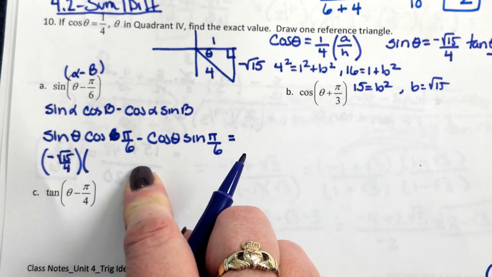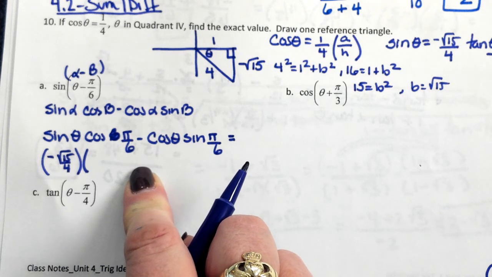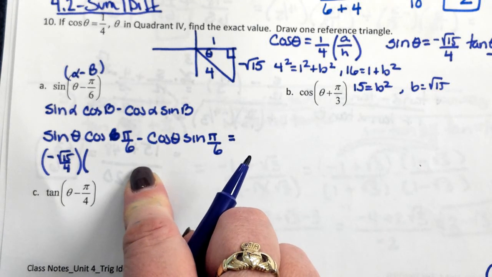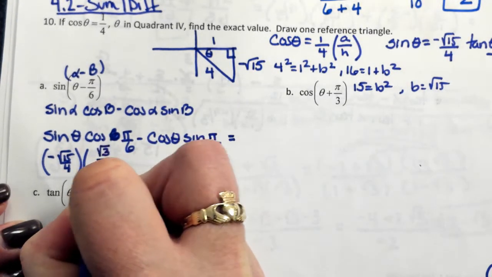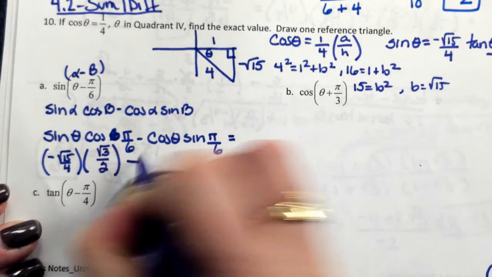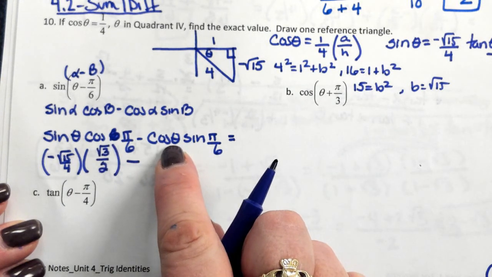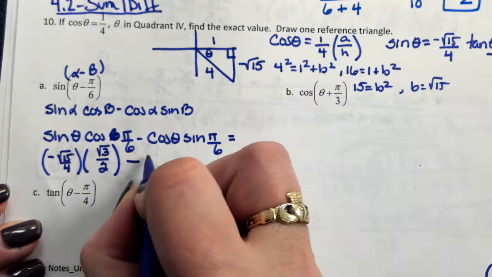So where am I with pi over 6? Am I in quadrant 1, 2, 3, or 4? 1. So I know that everything's positive. So I know that's going to be positive. The question is, what is the cosine ratio at pi over 6? Square root 3 over 2. Minus cosine of theta. So cosine of theta was actually given to me. Cosine of theta is equal to what? 1/4.